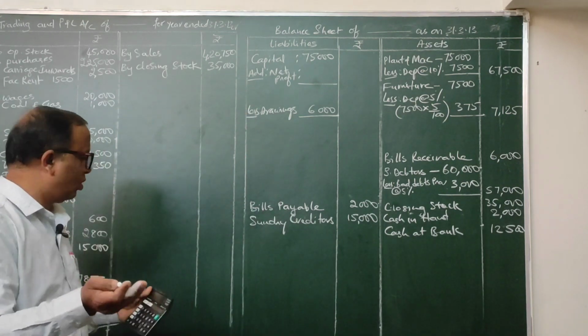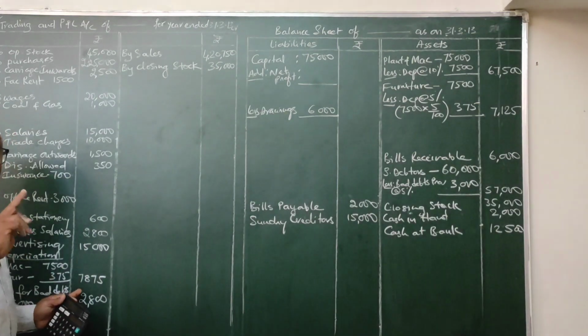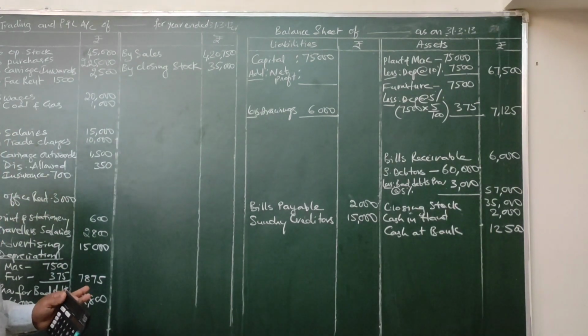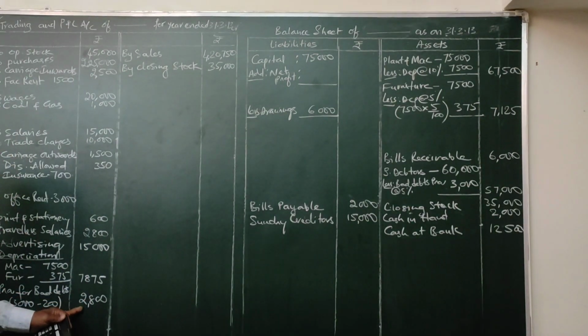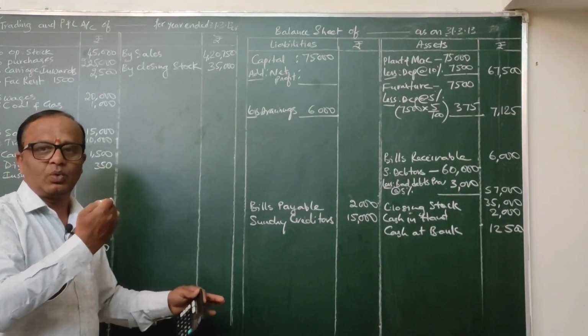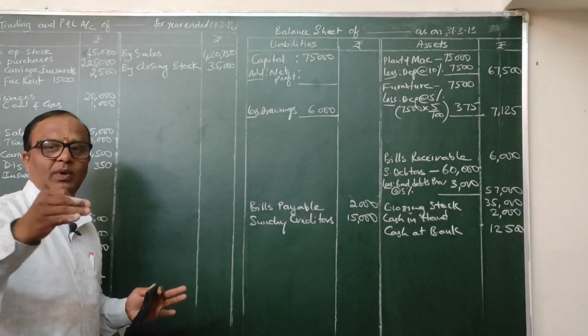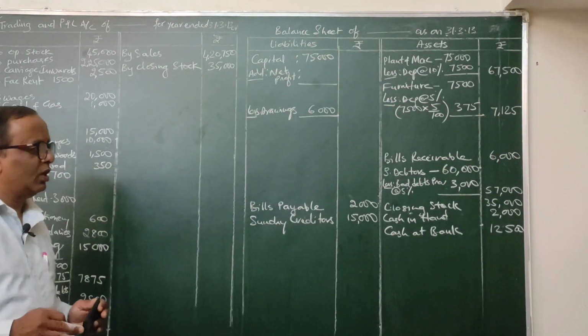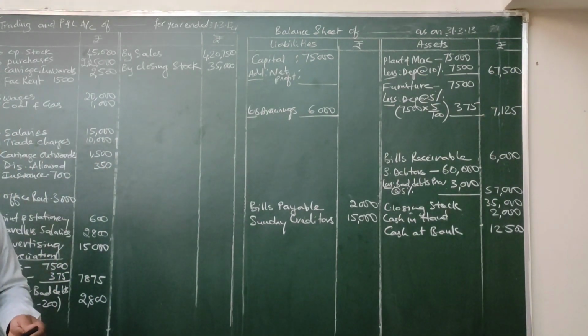So if the new provision is more, we are going to debit to the profit and loss account the difference between the new and the old. 3,000 and 200. The difference is how much? 2,800. Okay. If it is otherwise, in other words, if the old is more than the new, the difference we will be crediting, just like what we have done in our first problem. So we have completed this adjustment.